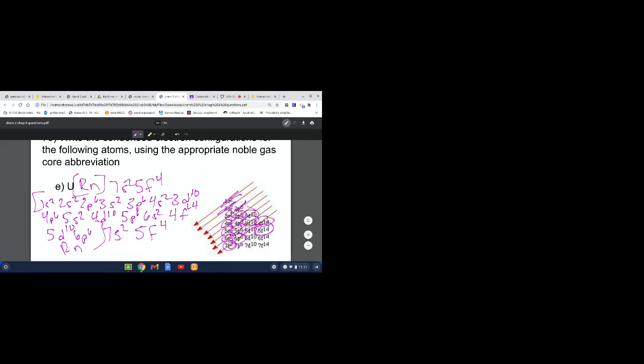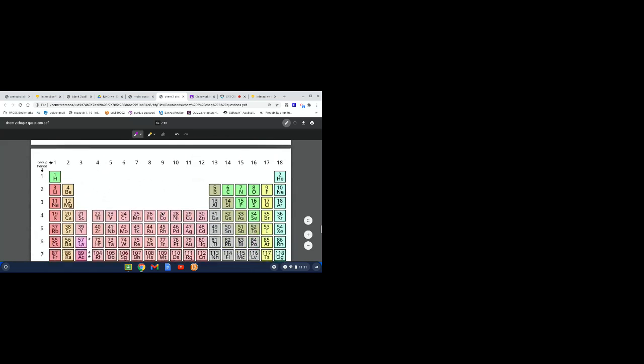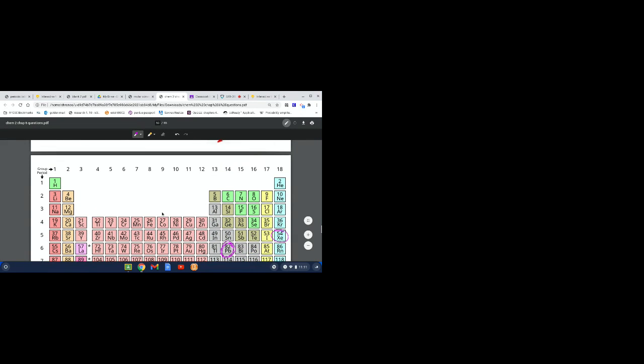The last one for this is lead. Lead is right here. The previous one is xenon, 54. So we're going to put Xe for xenon. Okay, xenon is in this row, row 5. Then we have 6s2.